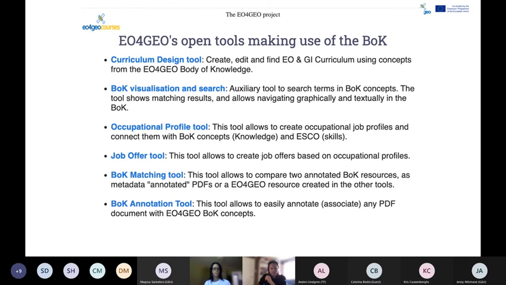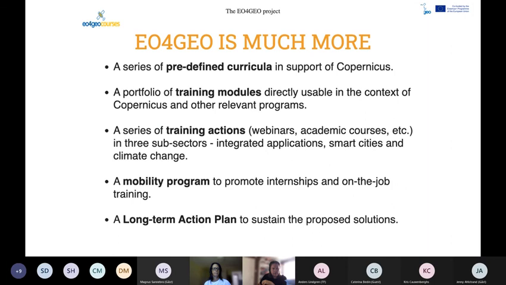So these are a few of the other tools that are available within the project. The curriculum design tool, this book I already showed you. Occupational profile tool, job offer tool, body of knowledge matching tool to match different resources, the book annotation tool. So EO4GEO has a series of different work packages, of course. I've mentioned the training action and the training modules, but also a mobility program to promote internships and on-the-job training, and the long-term action plan.